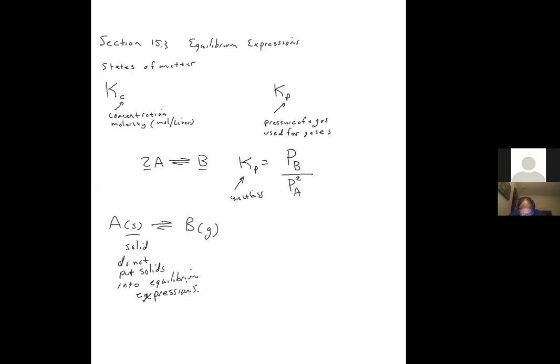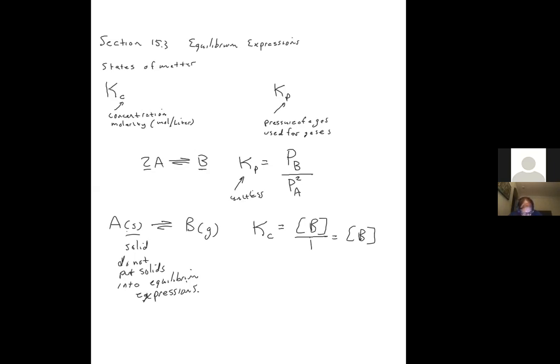Okay. So that means if we were going to write K sub C, we would do concentration of B. And then what you do is if it's a solid, you just put a 1. Just put 1 in there. Okay, so divided by 1. Now, if you're dividing by 1, mathematically, you can just write that as concentration of B.